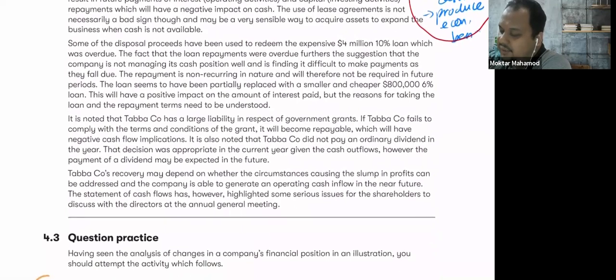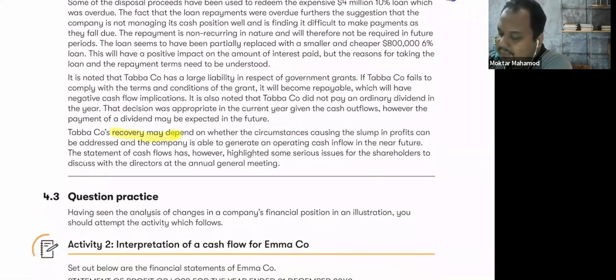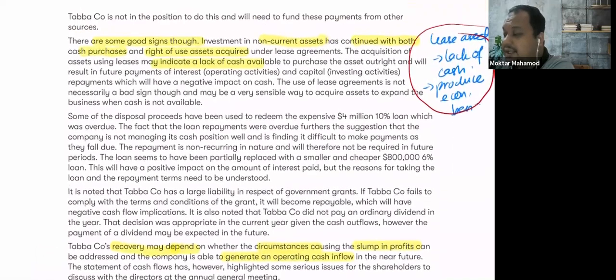Right? And then we look at the conclusion. The rest you will read them. Tabah recovery may depend on whether the circumstances, the slump in profit can be addressed, company able to generate an operating cash inflow in the near future. So it means the new contract can contribute something, or they need to find another type of customer to increase sales. Things like this.